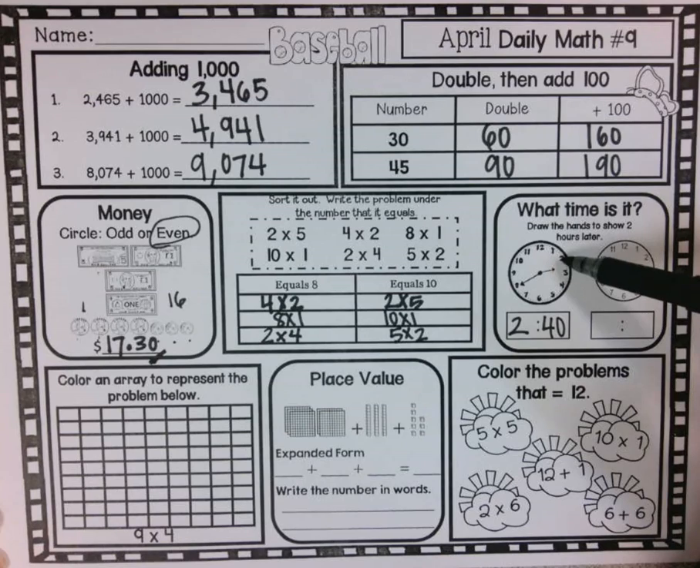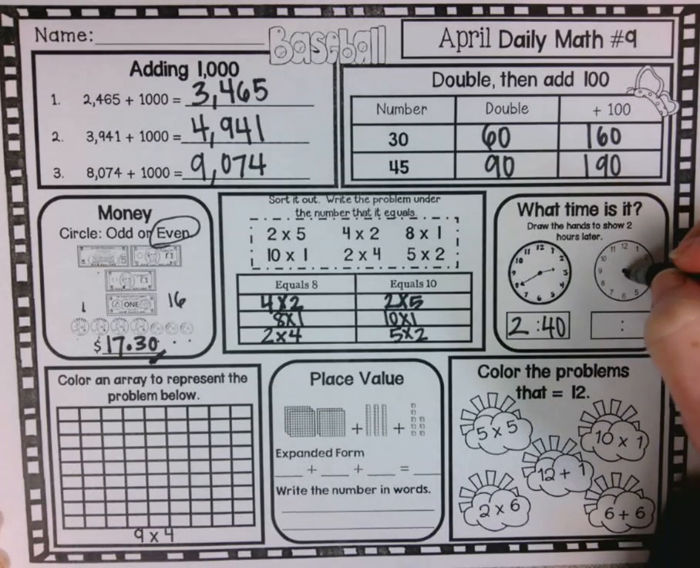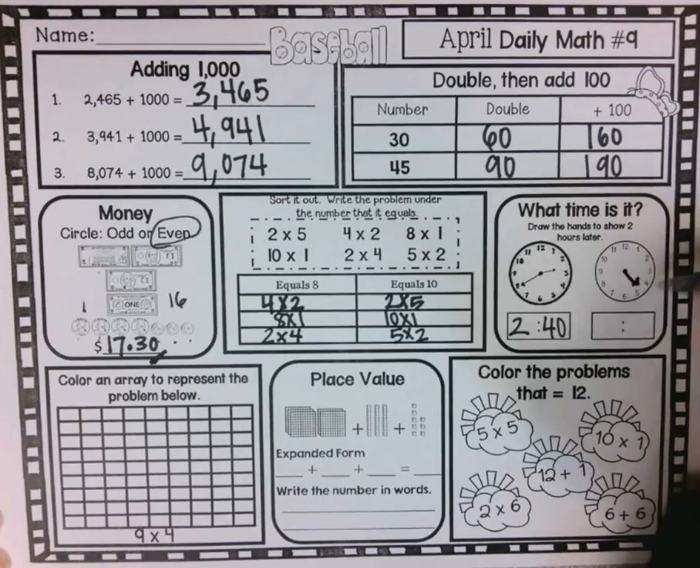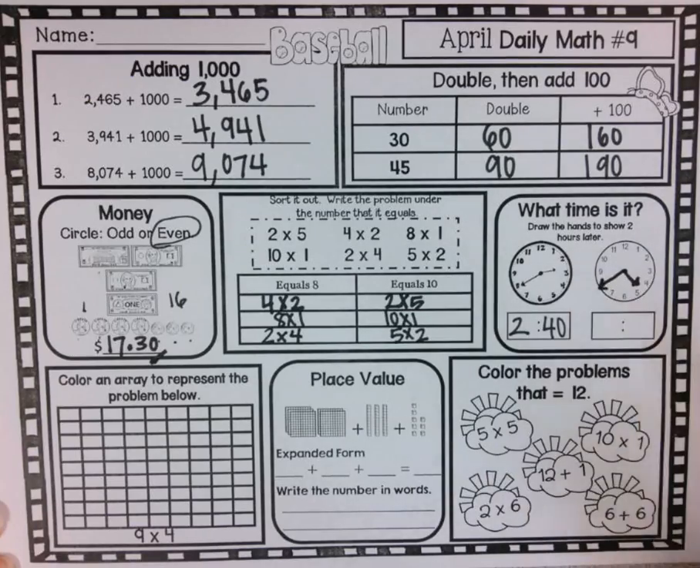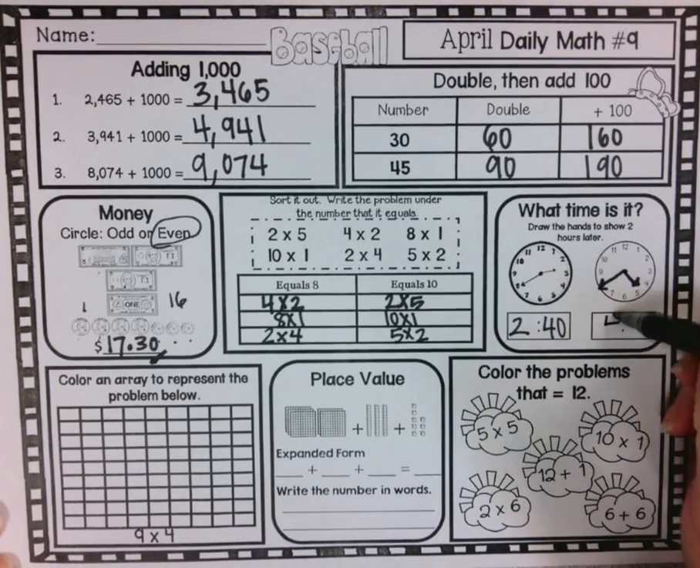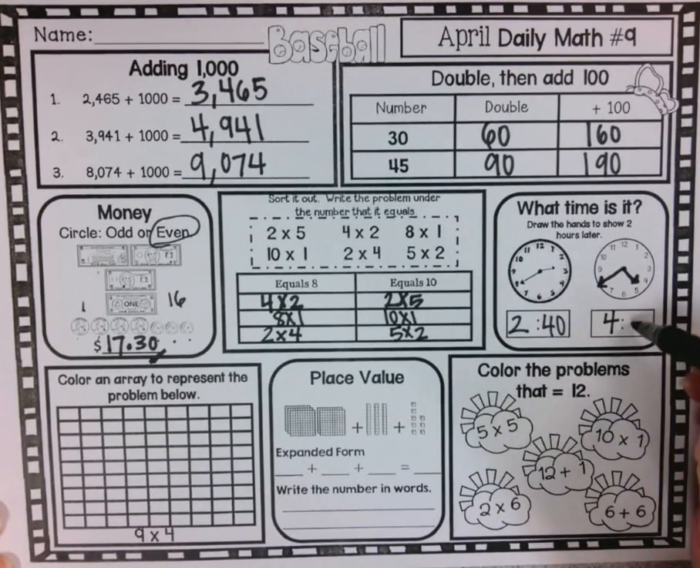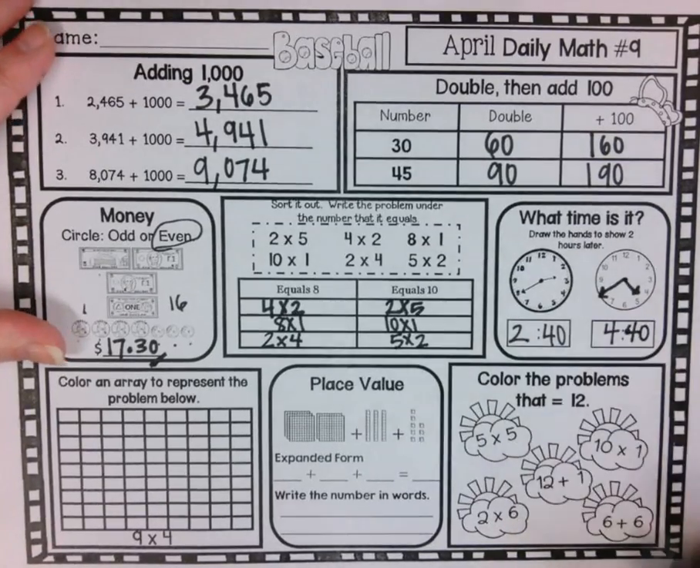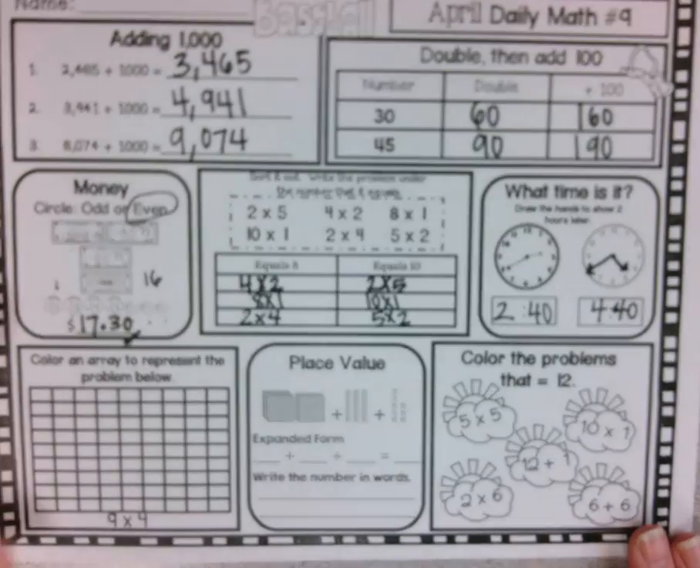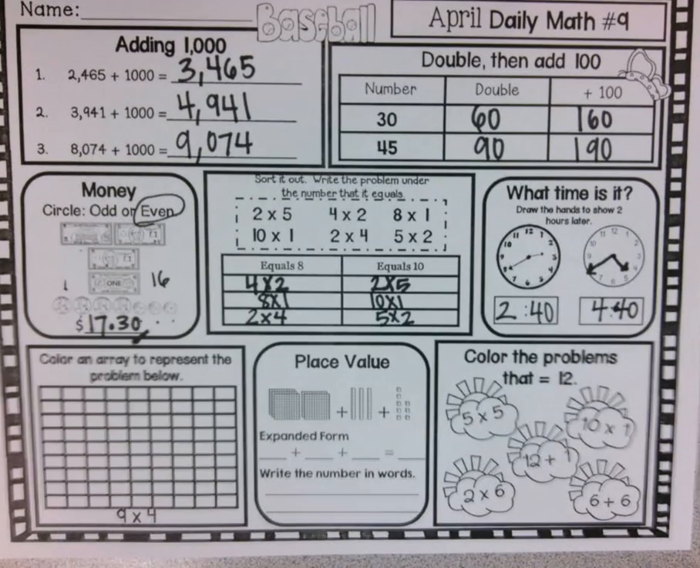Now we need to show 2 hours later. So we know that if it was at the 2, we need to go 2 hours later, 3, 4. So we need to go 4. So our shorthand's going to go between the 4 and 5. And our longhand's going to stay the same. It didn't tell us to do anything with our minutes. So if we did that, it's going to be 4 and back around to the 8. 4:40. Woo. Sorry.